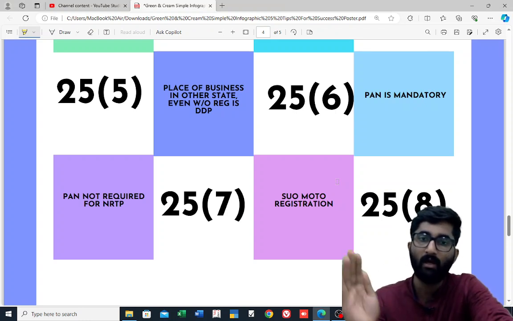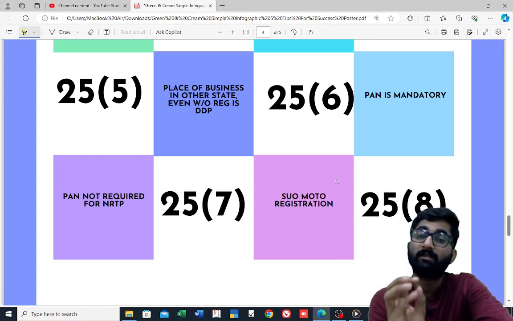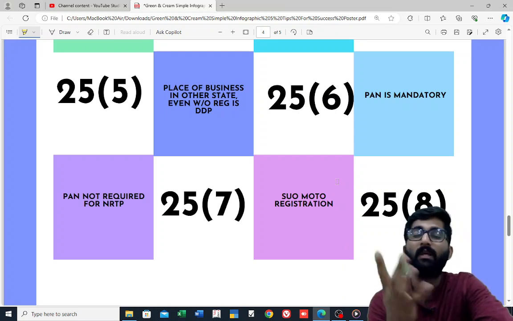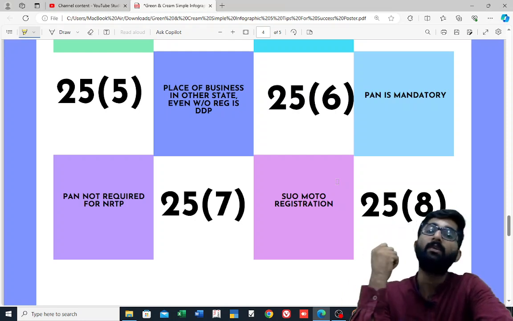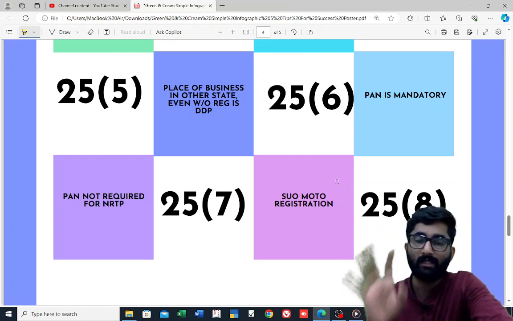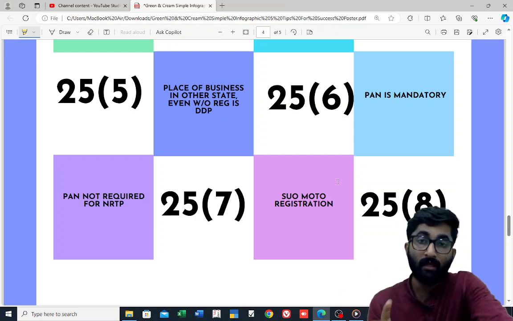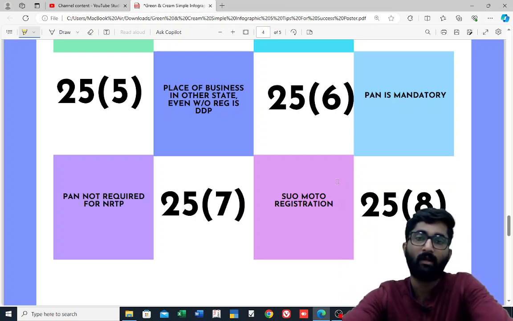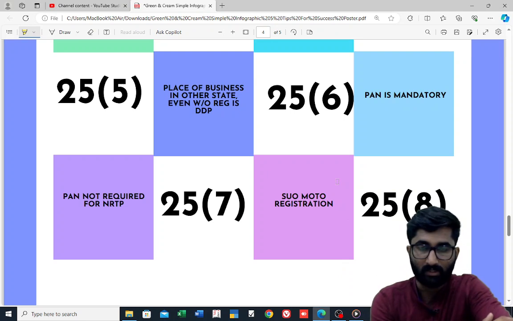From the submission of the application, within 7 working days, you will get the registration certificate or a notice asking for clarification, information and documents. On receipt of that notice, you have to provide the clarification, information and documents asked for within 7 working days. If the taxpayer does not give the clarification within 7 working days, the application shall stand rejected. If the taxpayer gives his reply within 7 working days, then within the next 7 working days from the date of reply, the application will be rejected or it will be granted. The officer will give you the registration within 7 working days.